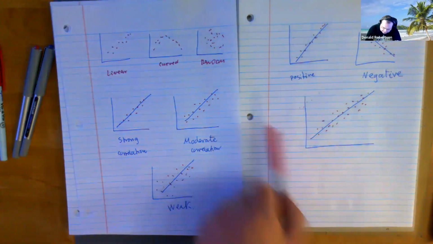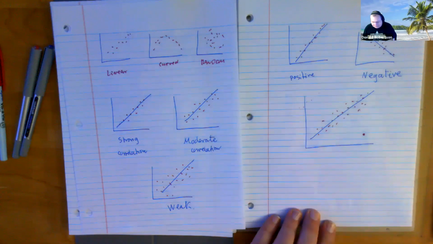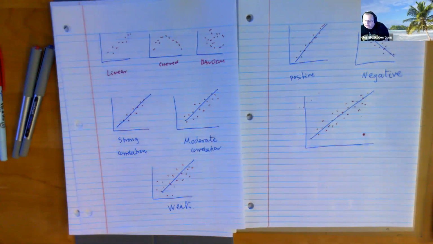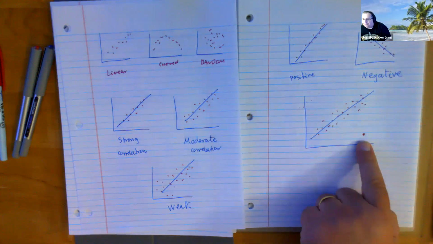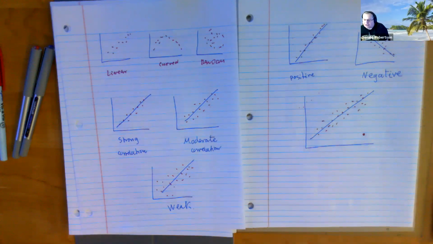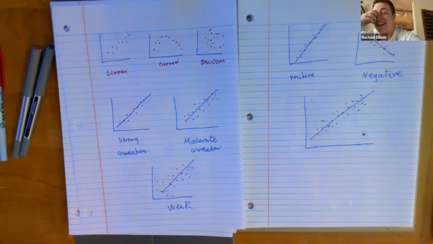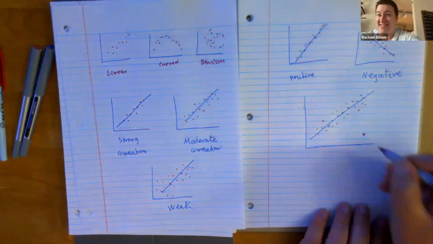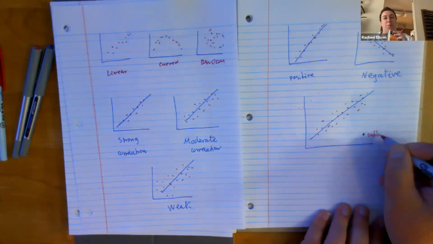And then you have a guy down here, sticking out like a sore thumb. We have a name for data points that stick out like a sore thumb. It's an outlier.